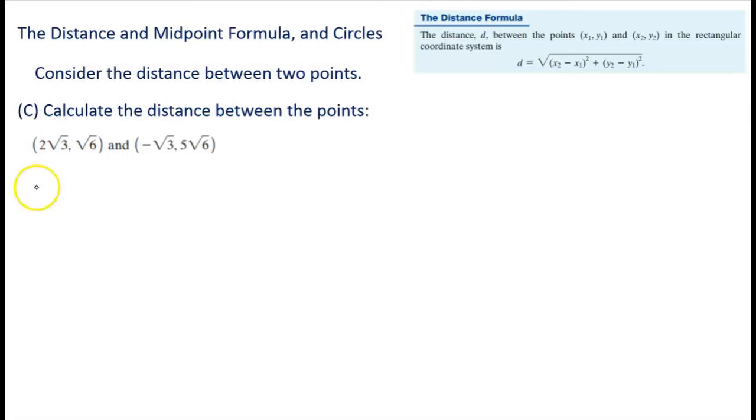All right, so let's get started. So I have D equals big square root, right? And I subtract my x values. So I've got a negative square root of 3 and a 2 square root of 3. I'm going to subtract those. Negative square root of 3 minus 2 square root of 3. Close out the parentheses, square it. Plus, now I'm going to subtract my y values. What are the y values? 5 square root of 6 minus square root of 6.